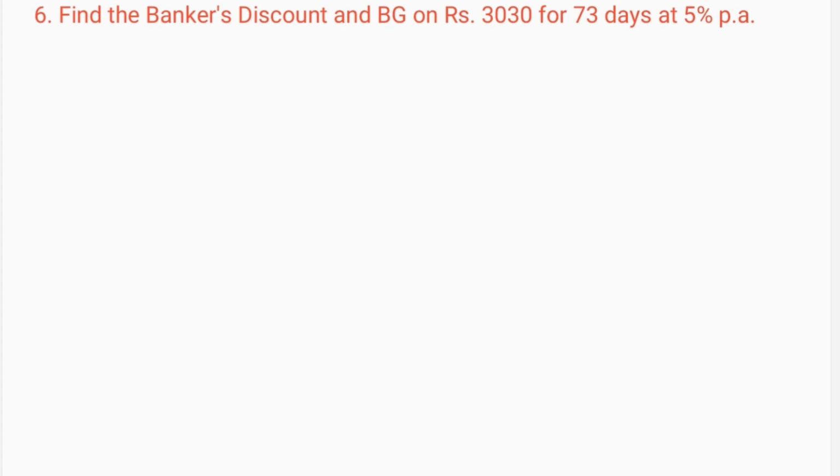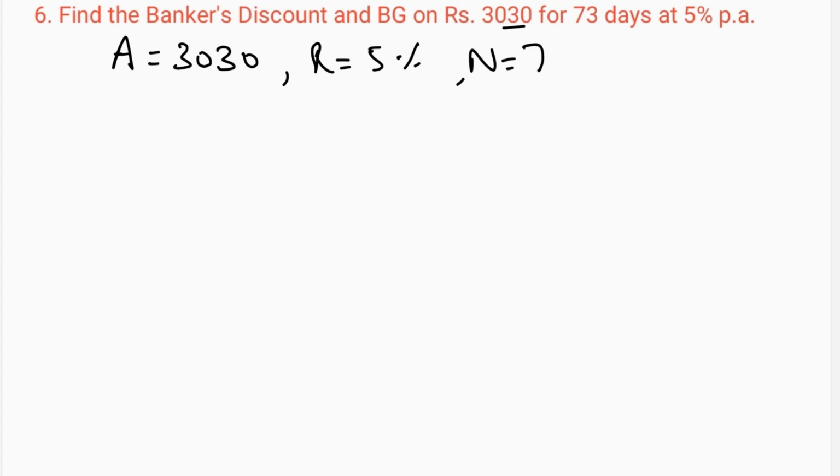Next problem: find the banker discount and BG on rupees 3030 on 73 days at 5% per annum. So here only banker discount and banker gain, no true discount. For banker gain you will use the second formula. First we'll write the given: amount is 3030, rate of interest is 5%, and N is 73 days. As I already told you, 73 divided by 365 you will get 0.2, so that will be the N value.